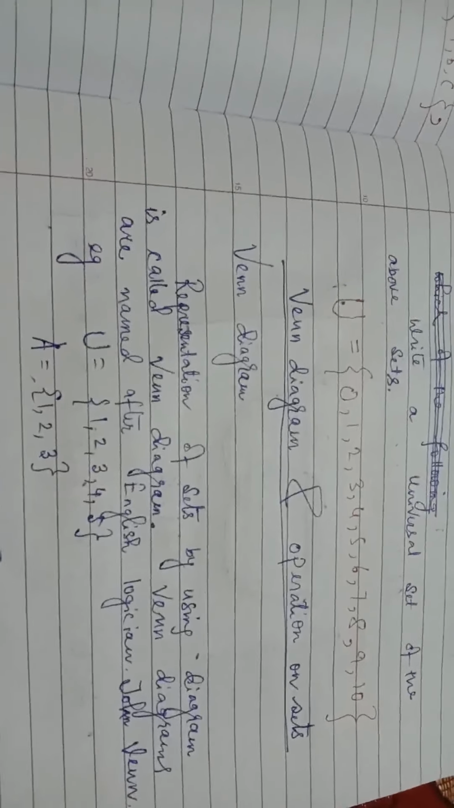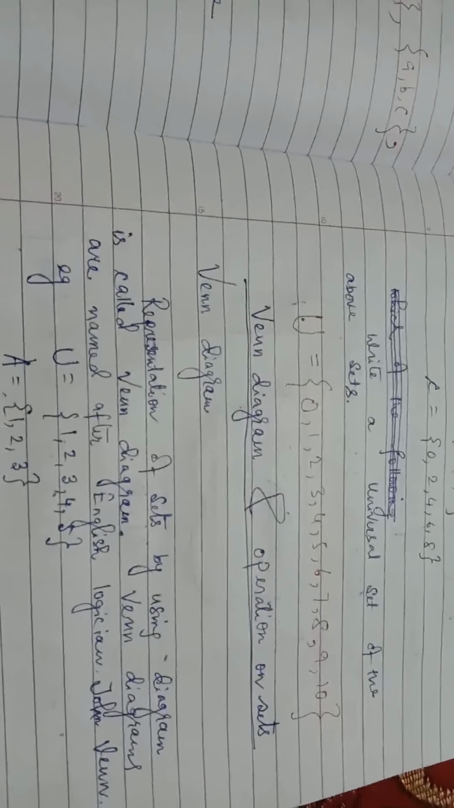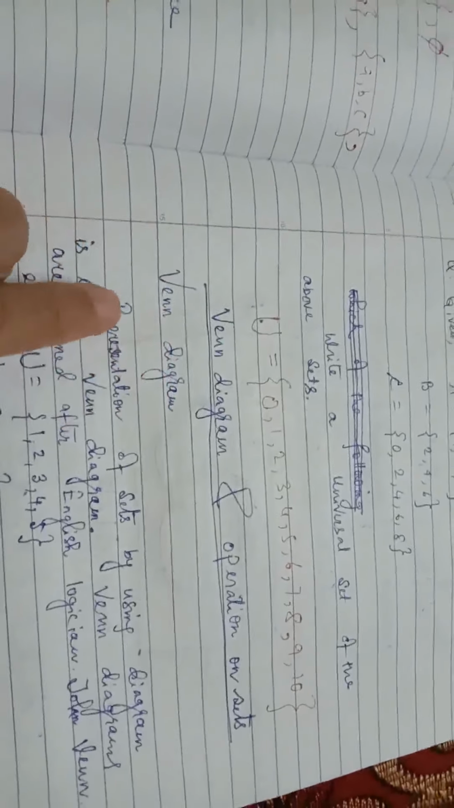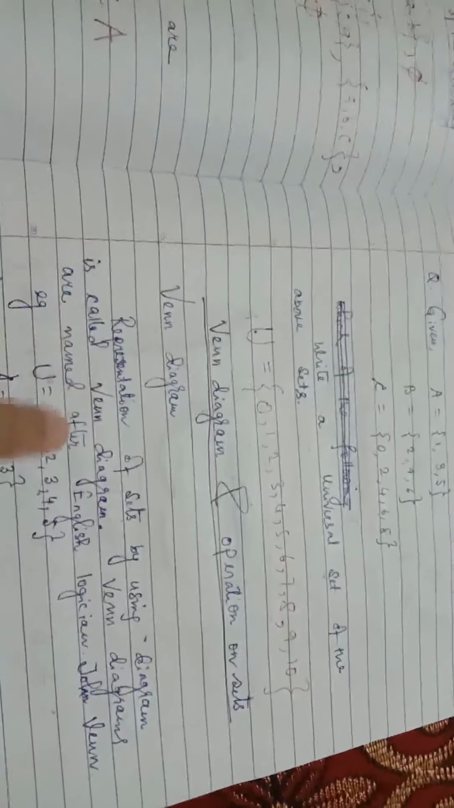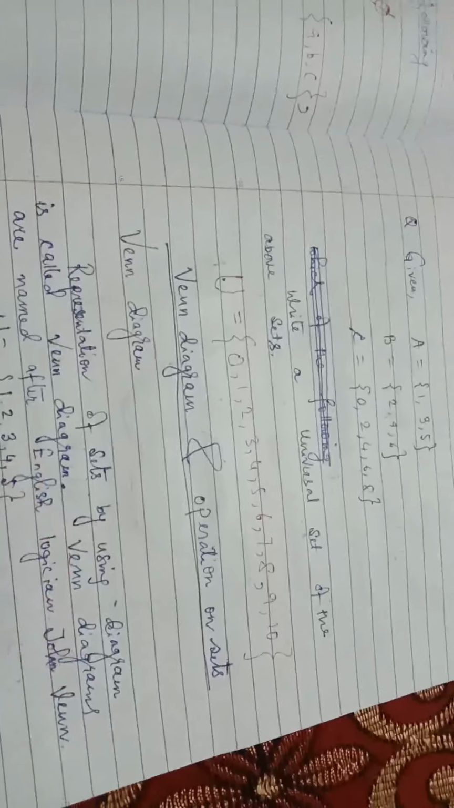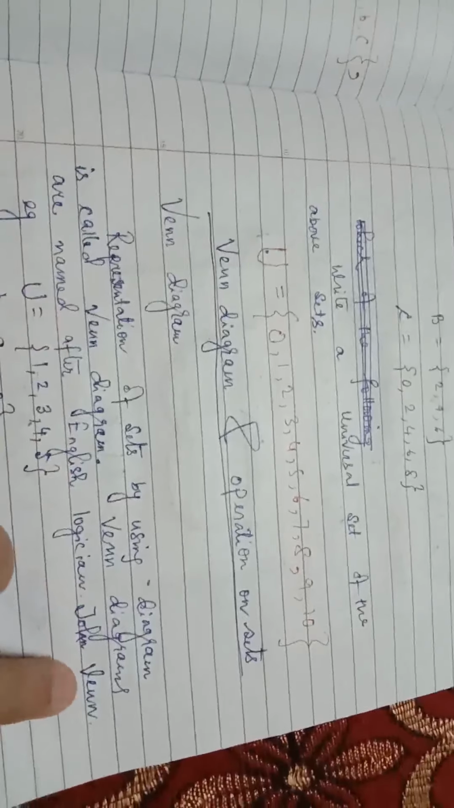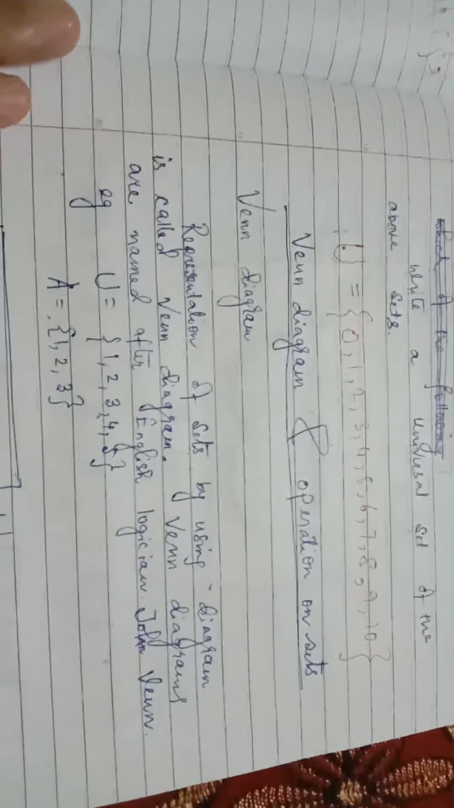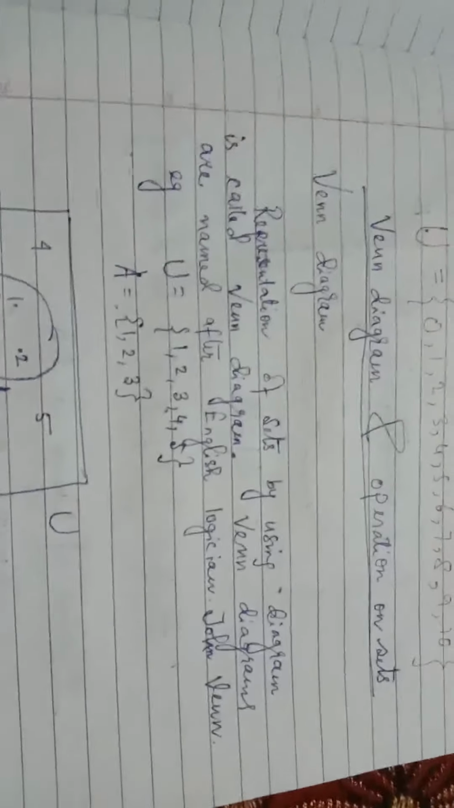Today I will discuss Venn diagram and operation on sets. Let us start with Venn diagram. Representation of sets by using diagram is called Venn diagram. Venn diagrams are named after English logician John Venn. So John Venn invented Venn diagram, and let us explain this with an example.